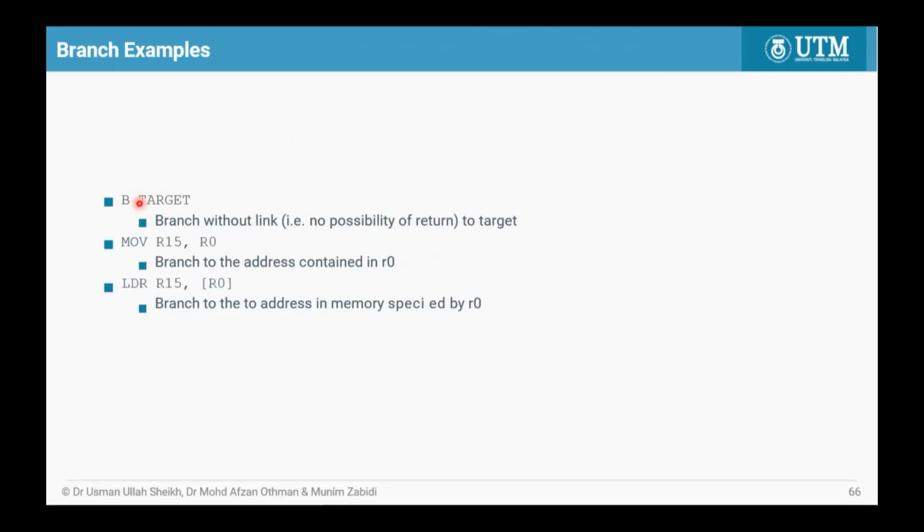Okay, this is another branch, MOV R15, R0. This asks the program counter to take the value from R0 and put it into R15. And this is another branch, LDR R15, R0. It asks the CPU to go to the address in memory specified by R0, and the memory will go to that location, take the value and put it into R15. So we actually have multiple branch examples. The most common one is using the B instruction, but this is an uncommon one. We use it but never realize that it belongs to the branch instructions.